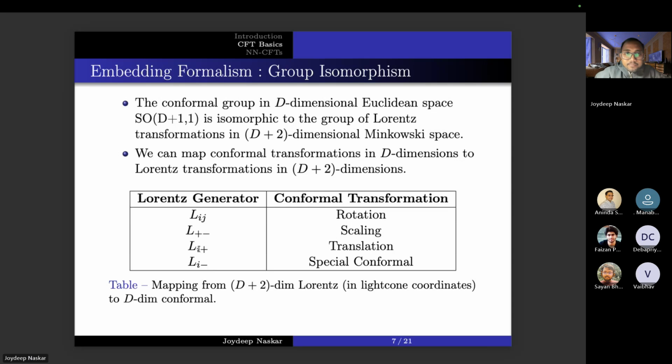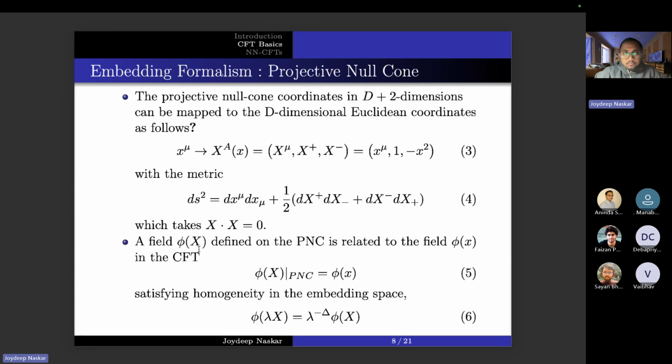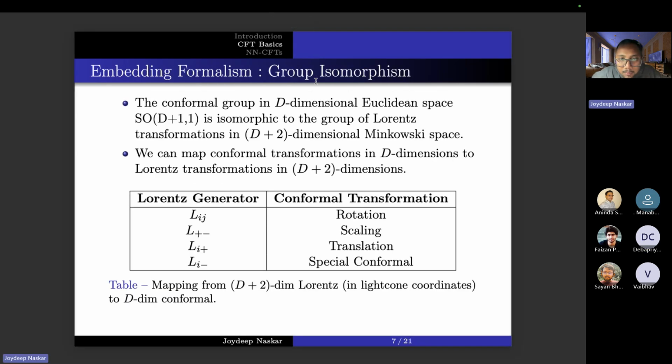Okay, so in this embedding formalism, how do you define this L plus, L minus mathematically? I mean, yeah, I'm coming to that. Okay. Oh, you mean how do you define this L plus, L minus, this thing?